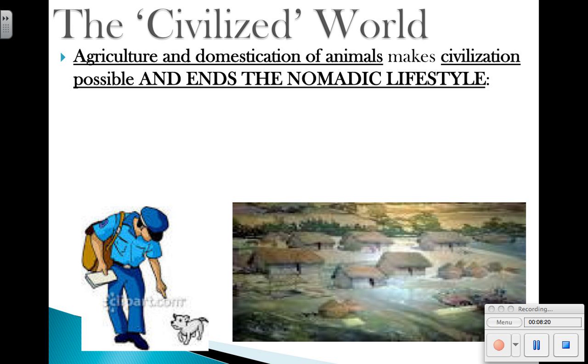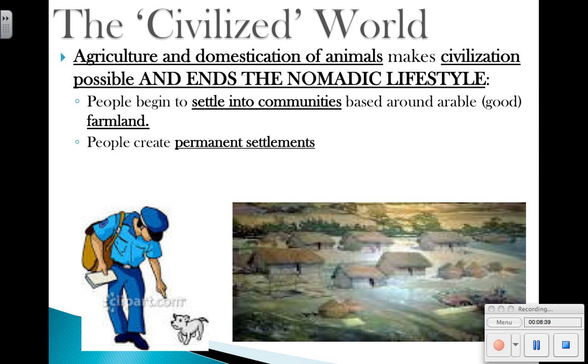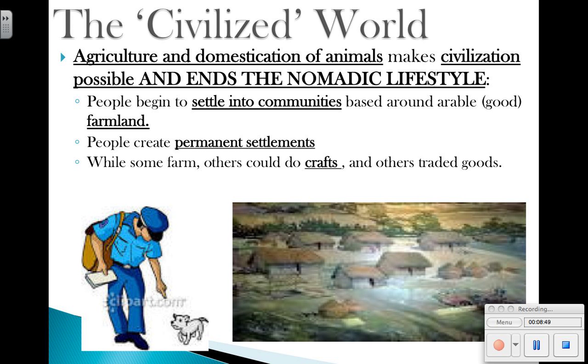And that's the big difference between the Paleolithic and Neolithic era. Agriculture and the domestication of animals during the Neolithic era made civilization possible and ended that nomadic lifestyle. They didn't have to move anymore. Now people began to settle into communities based around arable, good farmland, because they could grow their own food. They didn't have to chase it anymore. People also created permanent settlements, like you can see in the bottom picture. No more caves. You can stay in one spot so you can build structures. While some farmed, others could do other jobs, such as crafts or trading goods. This should sound like, hopefully, the development of early economic and social classes.